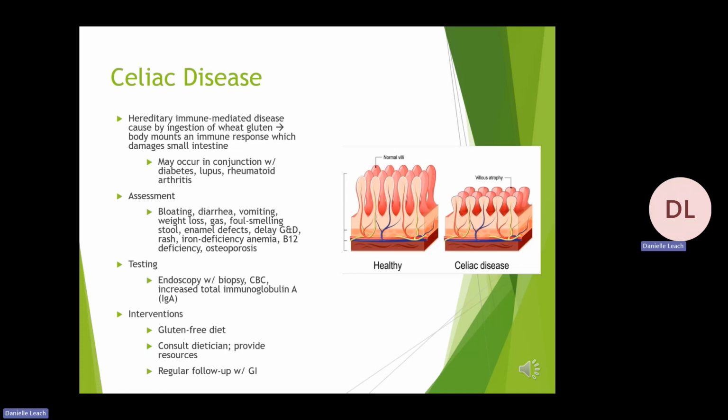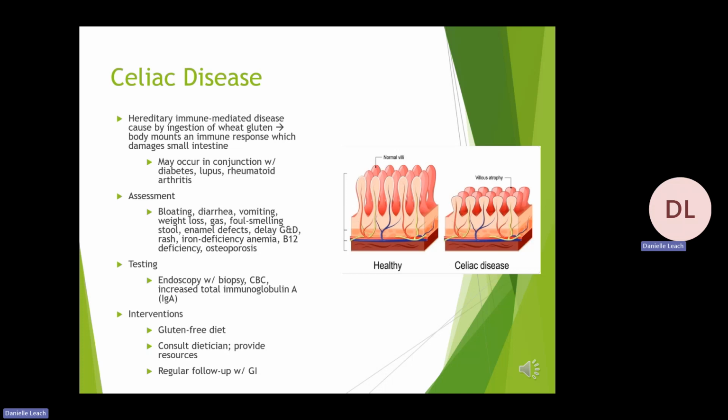Celiac disease is a disease that most people are probably pretty aware of, but going a little deeper into what it is, it's an immune-mediated systemic disease. It's caused by the ingestion of wheat gluten in genetically susceptible individuals. Gluten is in things like wheat, rye, and barley products. When people with celiac disease eat gluten, the body mounts an immune response that attacks the small intestine.